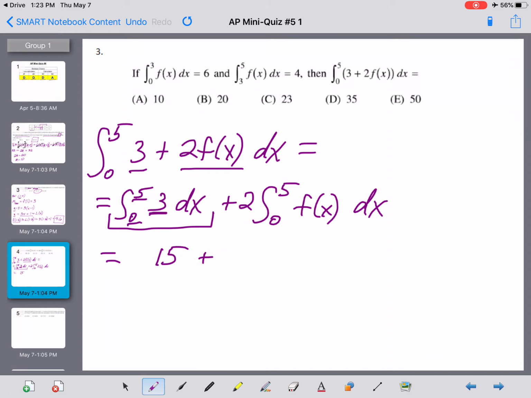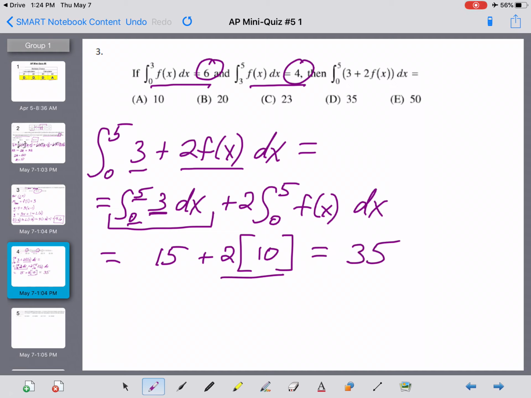On to the second part now. This is going to be a plus 2, and what I think you guys probably figured out already, the integral from 0 to 5 of f of x is just going to be the sum of these two integrals right here. We're going to put the 6 and the 4 together using the additivity property and get a 10 right there. So that 2 times 10 is going to get us 20, plus 15 is going to be 35, and the answer to number 3 is D as well.